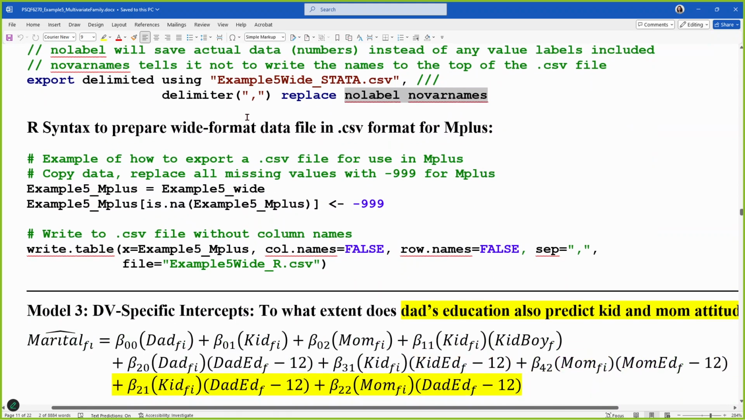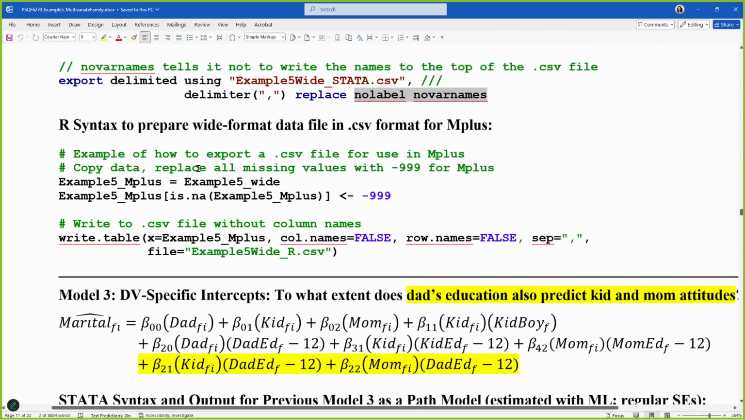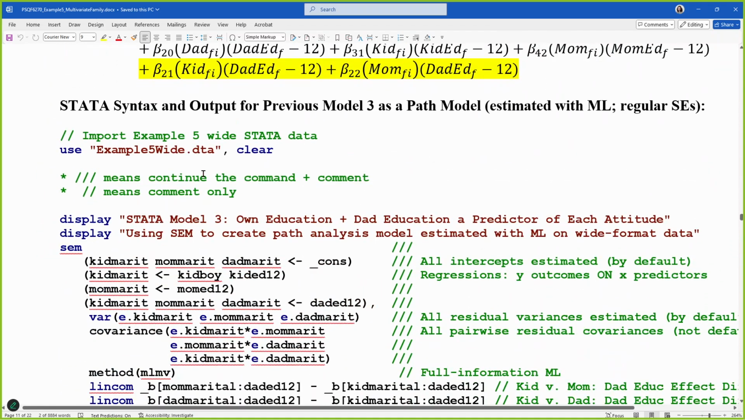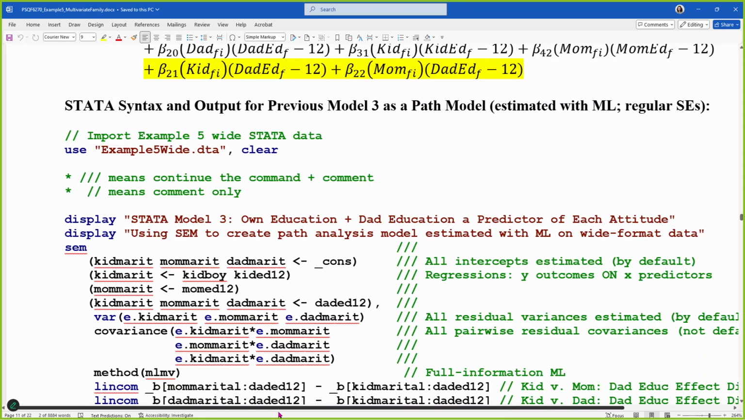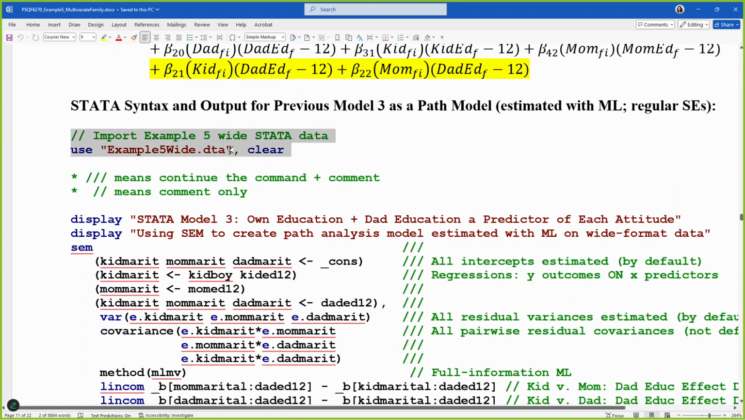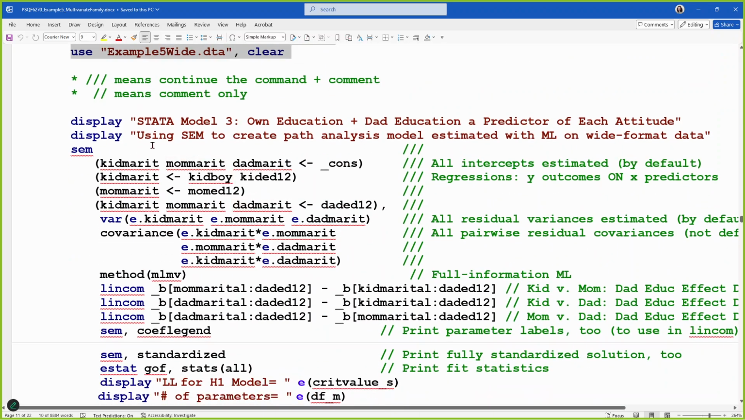Here's R syntax to do the same thing if you need to make an M+ data set. So I wanted you to have an example of that. Here's the model. Okay, we'll start with Stata. So we're using the wide data. Welcome to SEM. That's how we do path models.